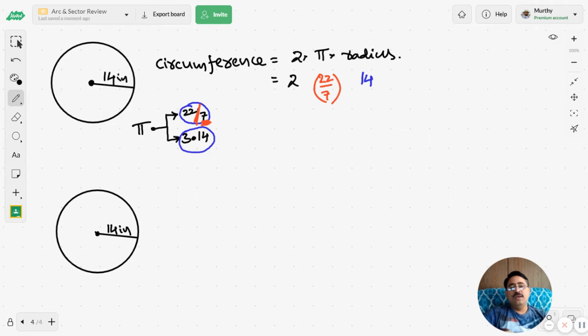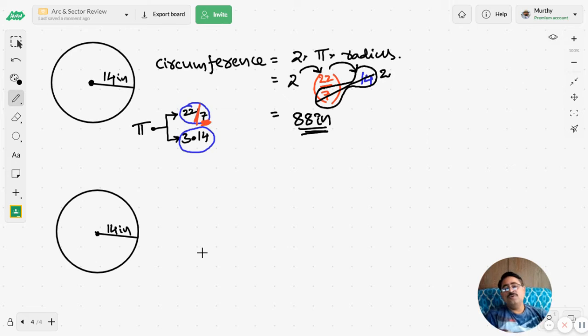You know, in the butterfly method, 14 is divisible by 7, right? So 7 times 2. Now the computation goes this way. 2 times 22, 44. 44 times 2, it's 88. 88 inches. It's a pretty easy question.